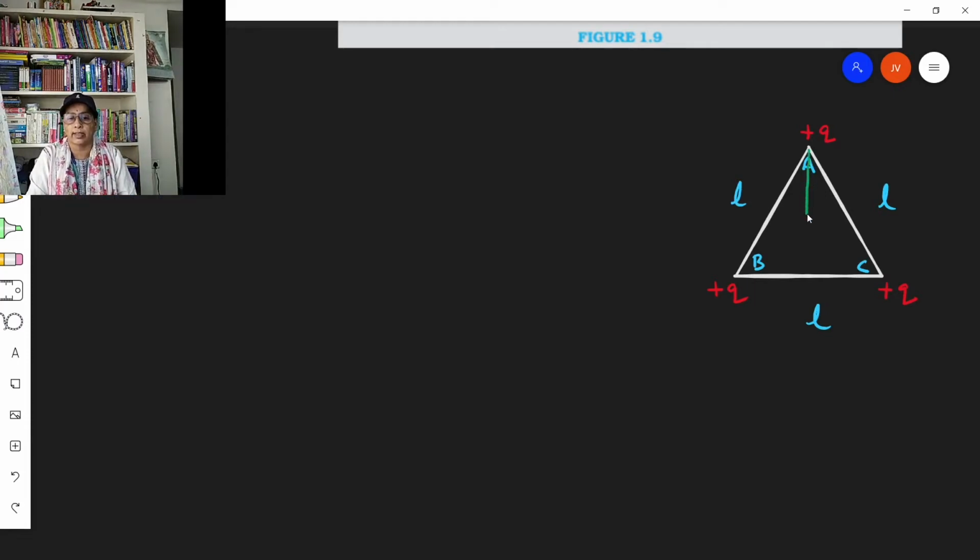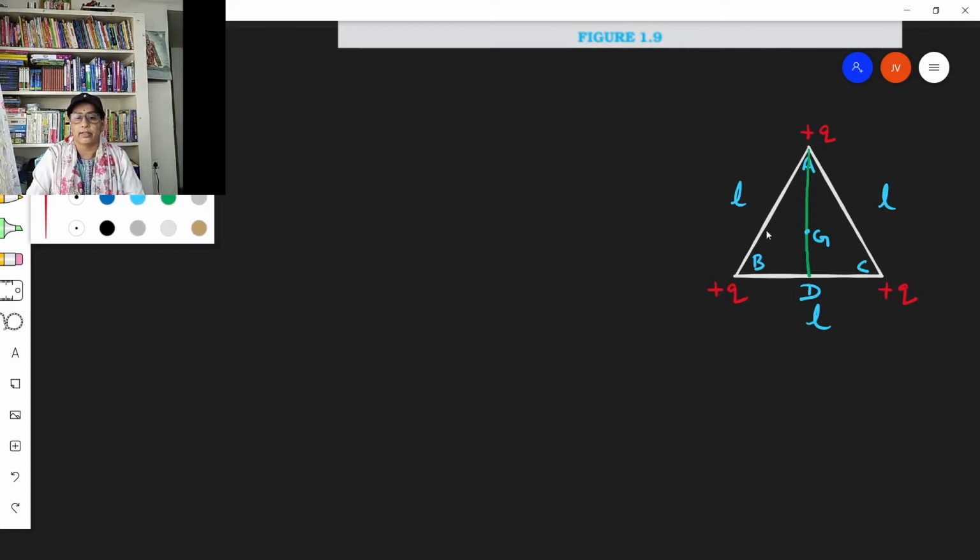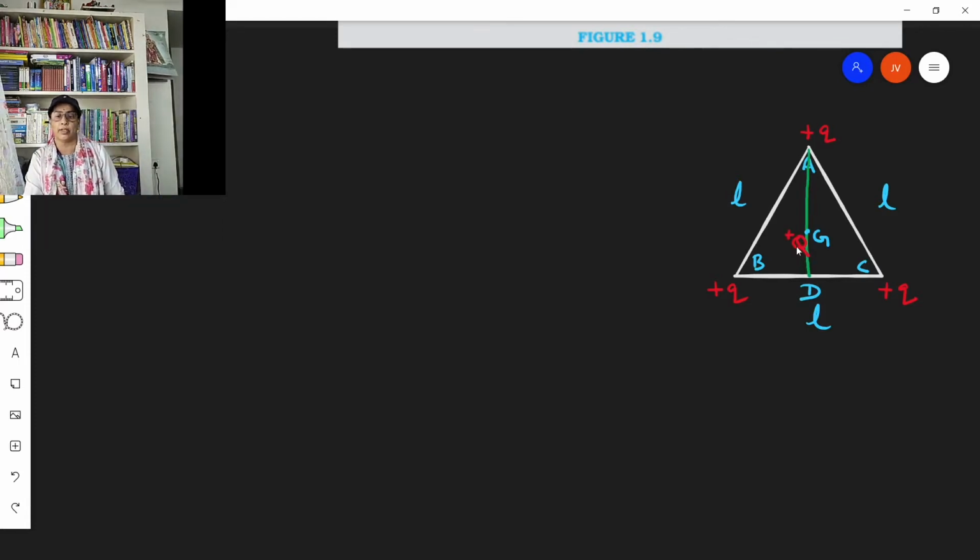So let AD be the median and let G be the centroid. Centroid of a triangle divides the median in 2:1 ratio. So AG will be 2/3 of AD and GD will be 1/3 of AD. So at G, the charge plus Q according to the question is given. We are supposed to find what is the net force.